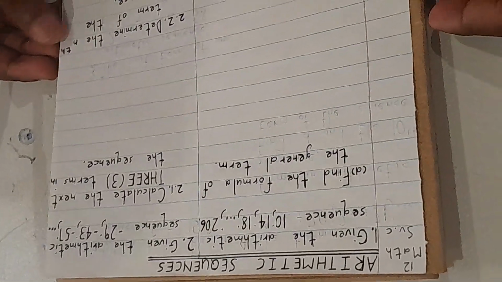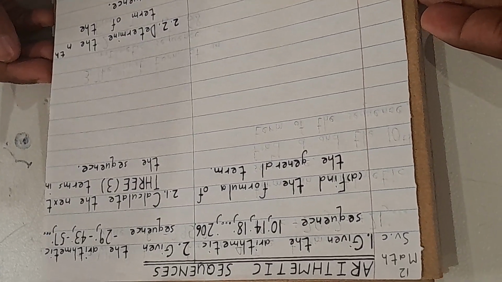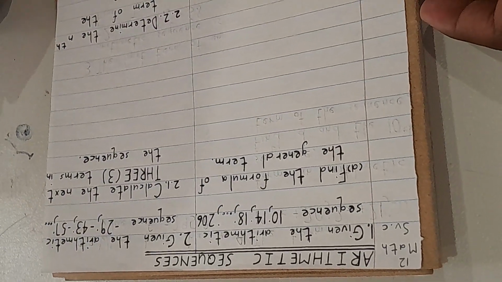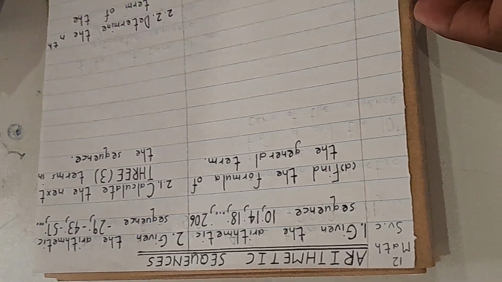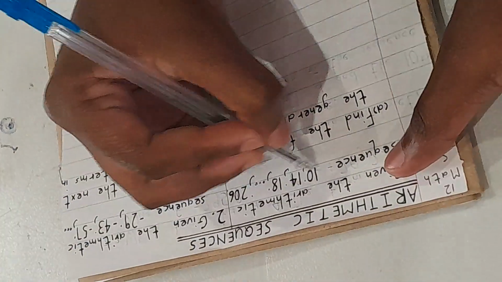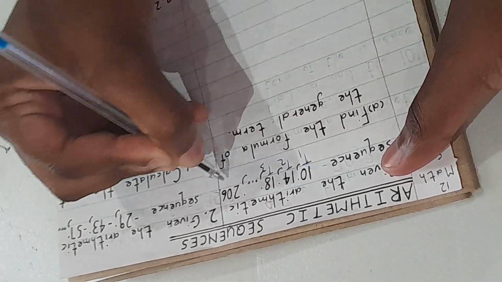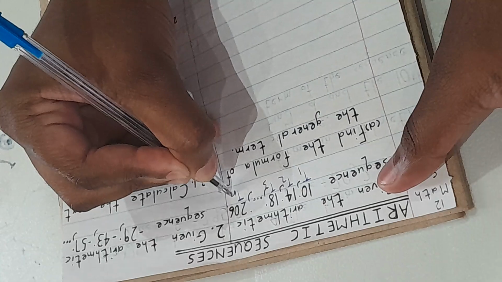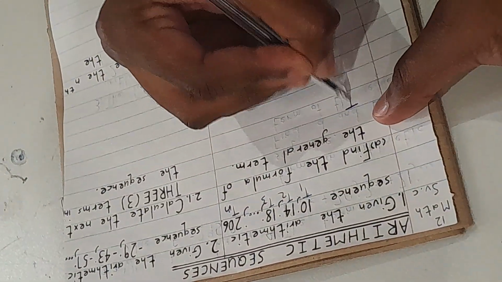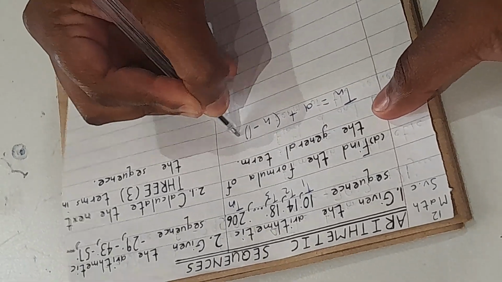Okay, so the first question goes: given the arithmetic sequence 10, 14, 18, with others in between, and the last term is 206. Number A goes, find the formula of the general term. First and always, you label T1, T2, T3, and then we don't know what term this is, so it's just Tn. So remember, the formula for the general term is Tn is equal to a plus n minus 1 d.